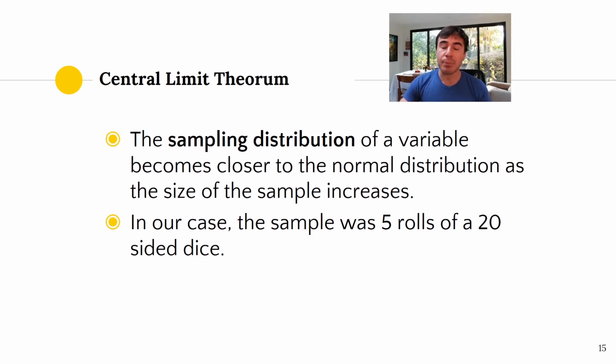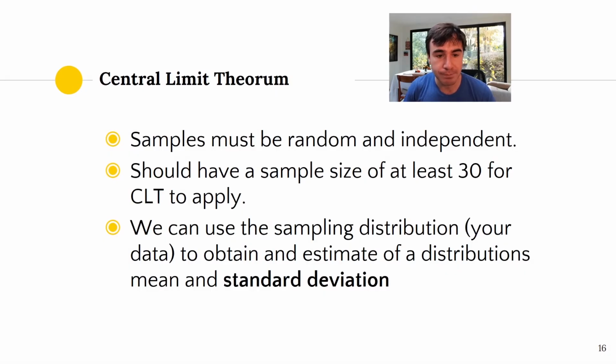That the sampling distribution of a variable becomes closer to the normal distribution as the size of the sample increases, regardless of the underlying or population distribution that's governing that process. So in our case, the sample we took was the average of 5 dice rolls, 5 twenty-sided dice rolls. And if we recorded that, our probability distribution resembled a normal distribution.